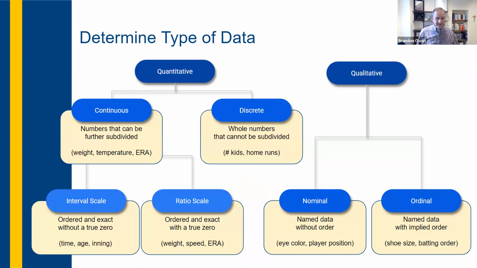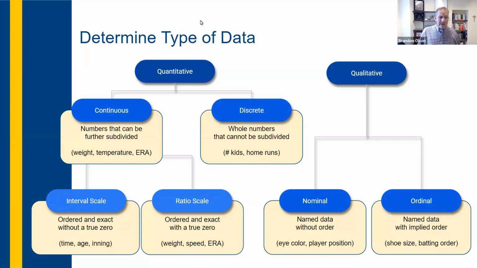So for qualitative data, it could be considered nominal. So these are just named categories, such as eye color, or I like baseball. We have a lot of baseball data in this presentation. So like player position, pitcher, catcher, first base, those are all nominal data elements. The other is ordinal. So that means that there's some type of order to the data, such as shoe size or batting order. So there's an implicit order to the data, to these different naming categories.